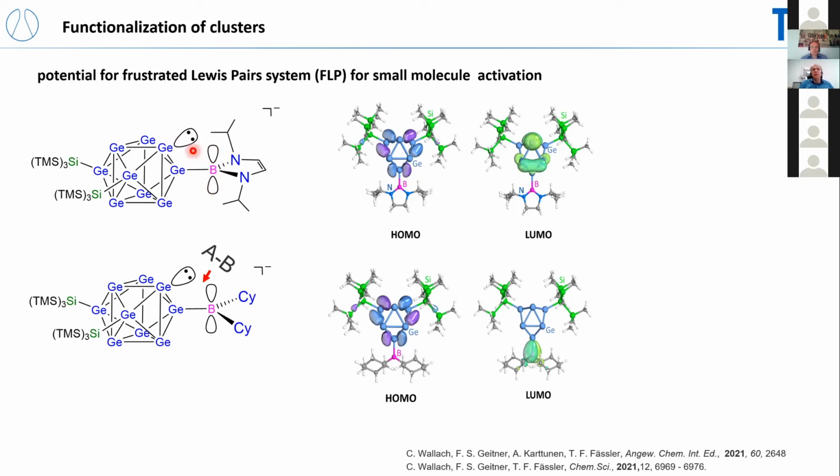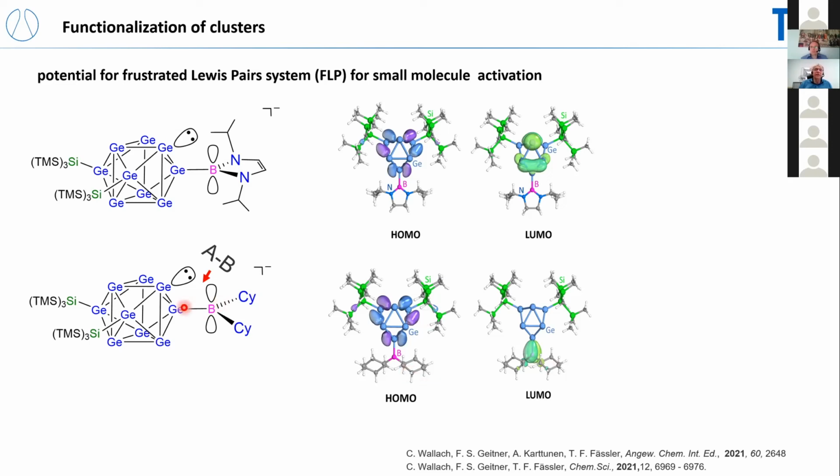And here there's an interesting new topic: the boron-anyl has, close to this cluster, an empty orbital, and we have a lone pair here. We call this a frustrated Lewis pair system. In the first step, the LUMO is not located at the boron atom. This is not the case here. But if they have cyclohexyl groups here, then this LUMO is located at the boron atoms.